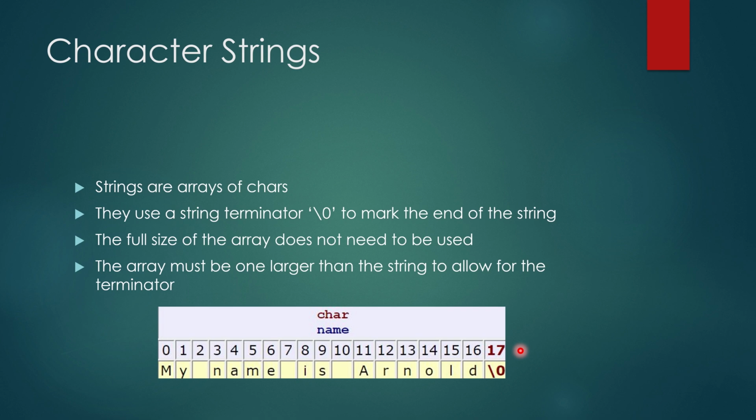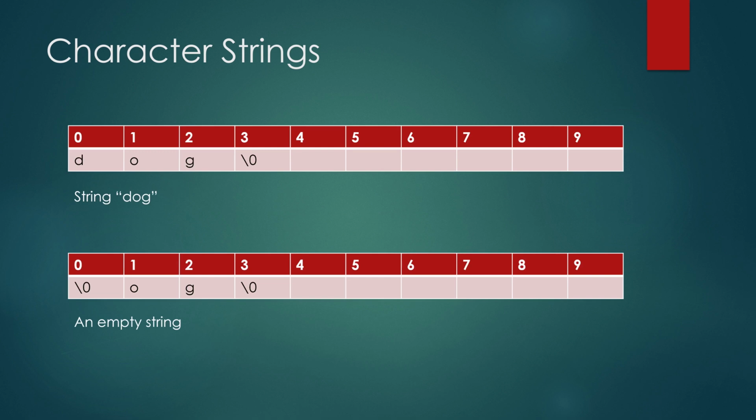Now this string occupies the entire array. Not all strings will occupy the entire array. So here are some examples of other strings. Here I've put the indices up top, and this is a 10-member array, and I wrote dog in there, D-O-G, followed by a string terminator.